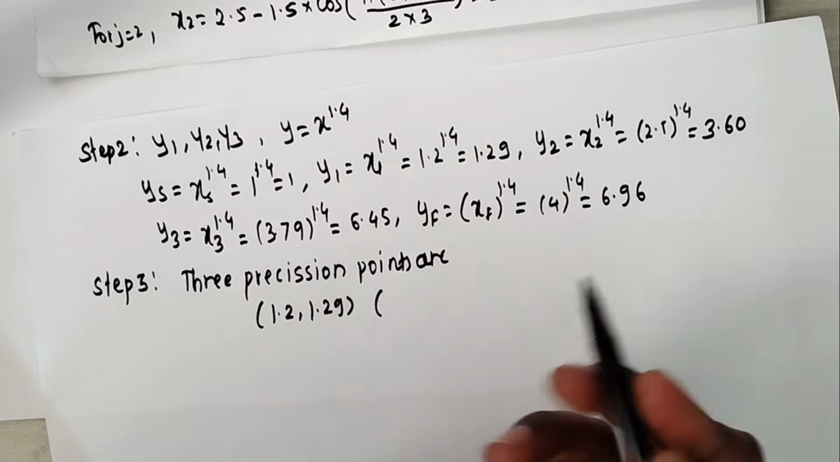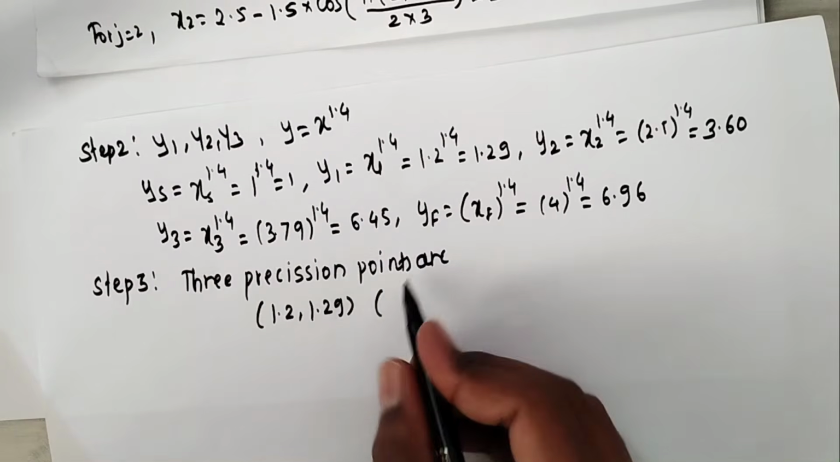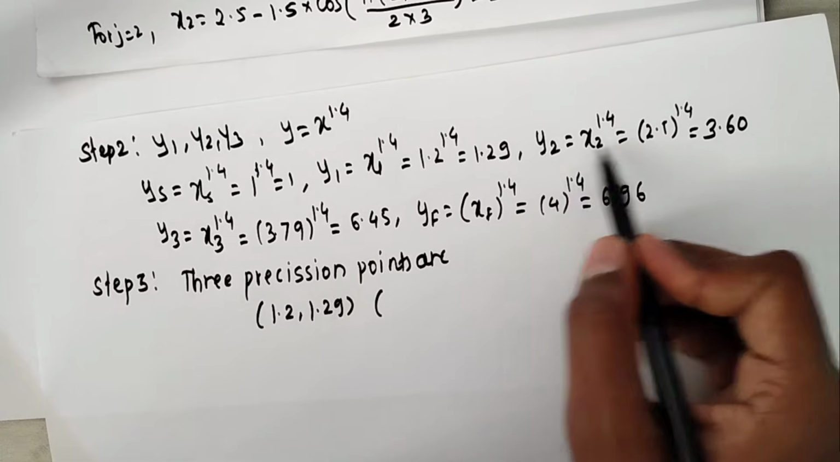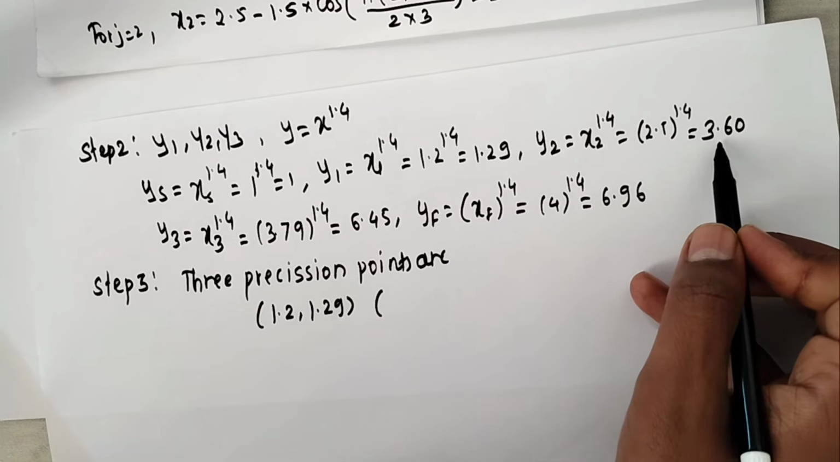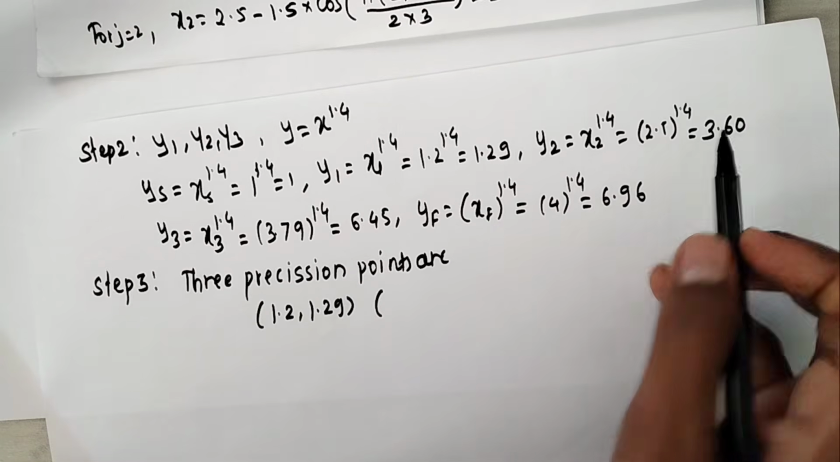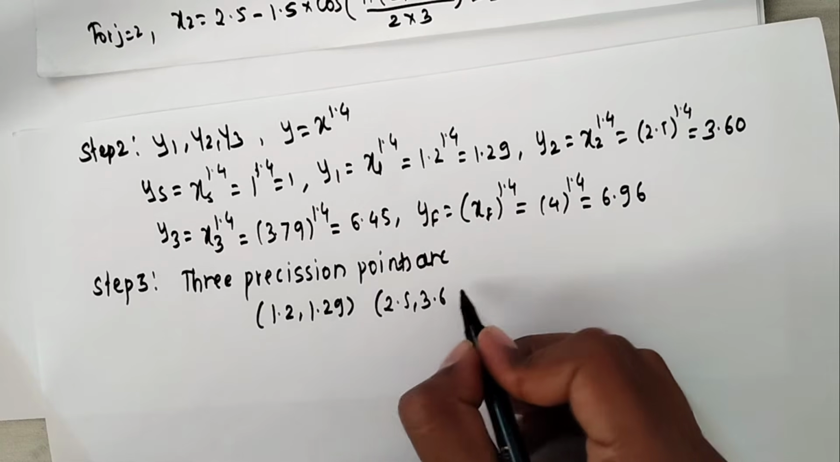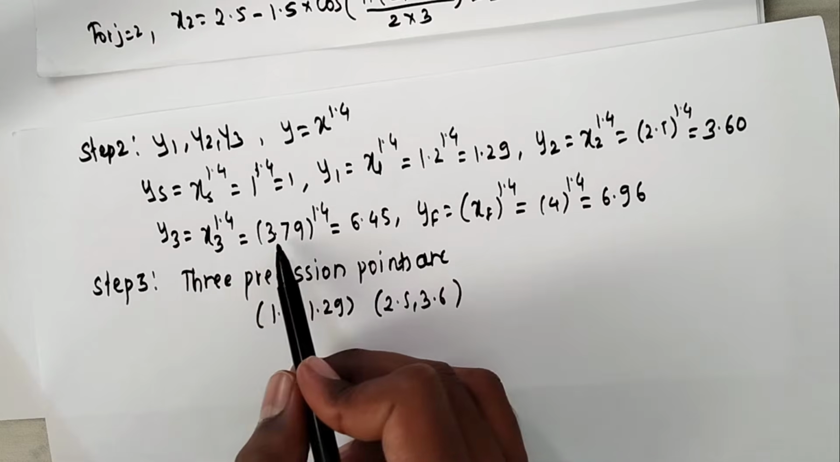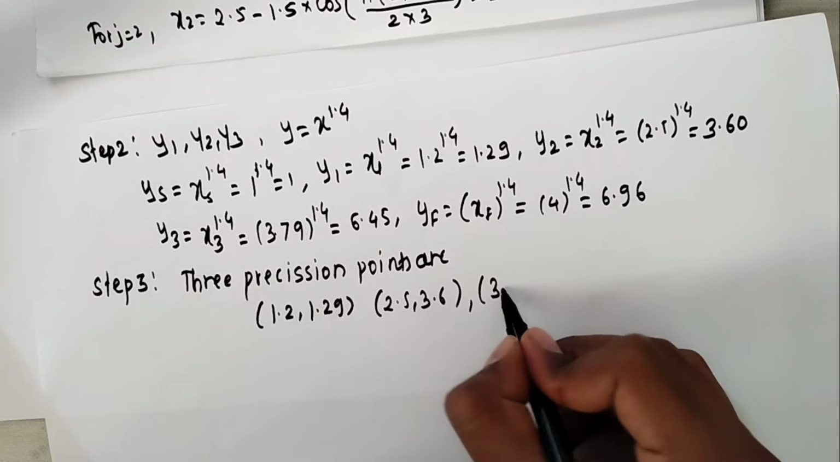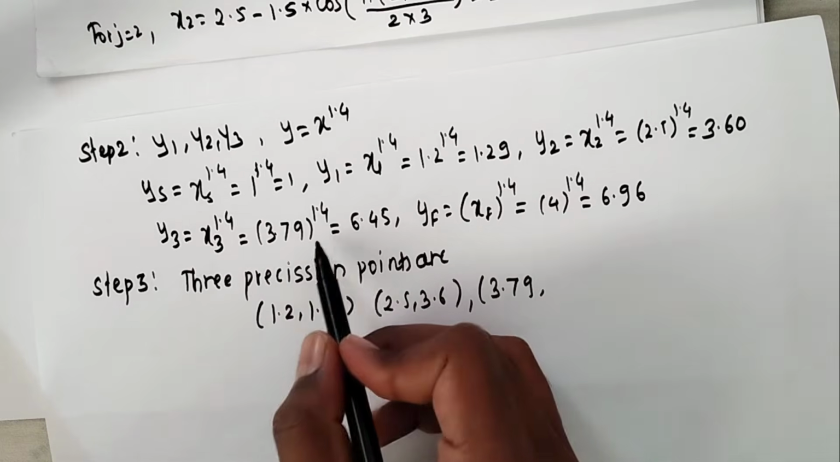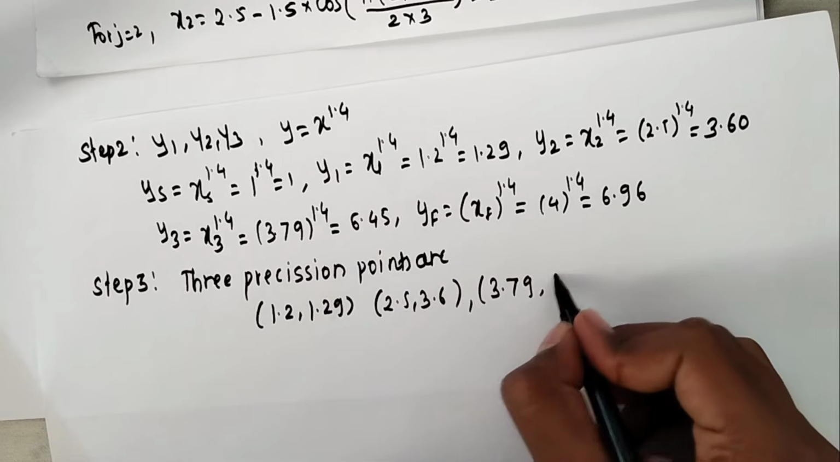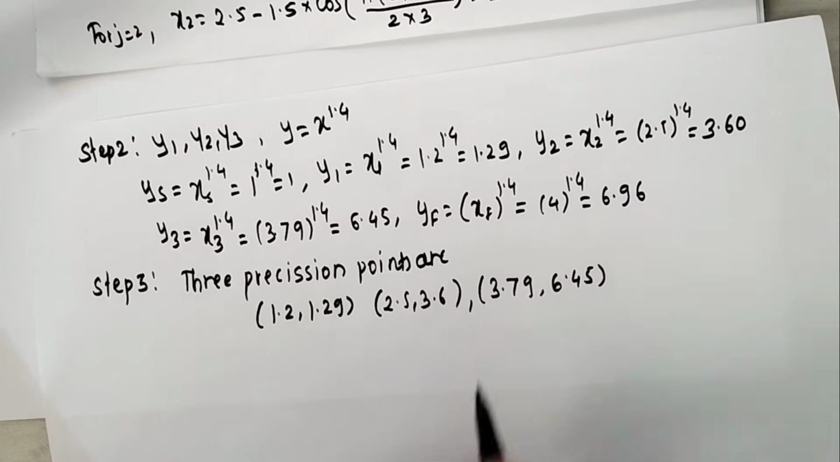xs, xf is known to you. ys, yf is known to you. So x2, y2. x2 is nothing but 2.5, y2 is 3.6. So 2.5, 3.6. Then x3, y3. x3 is 3.79 and y3 is 6.45. So these are the precision points.